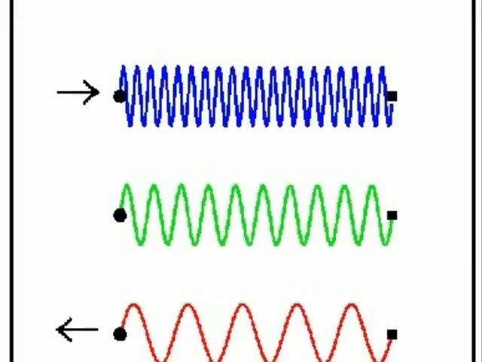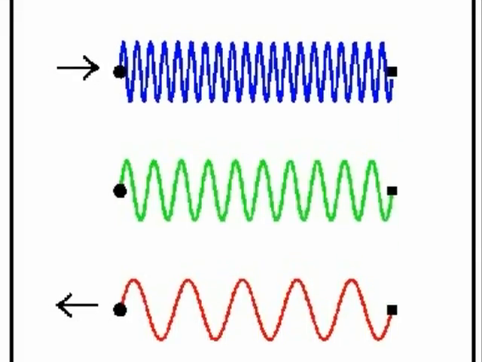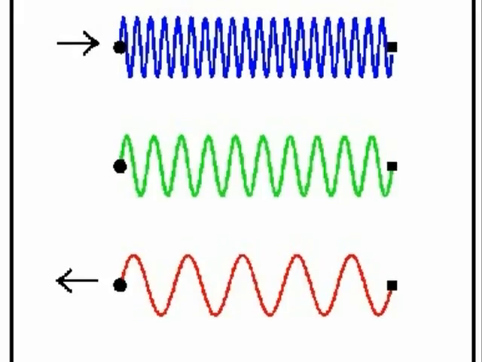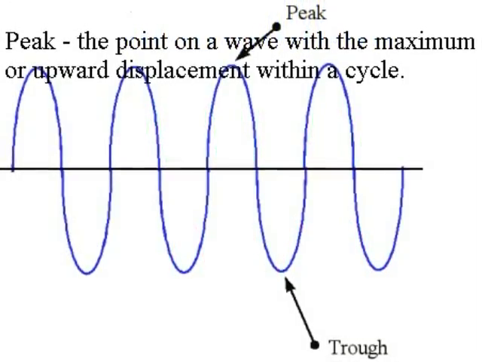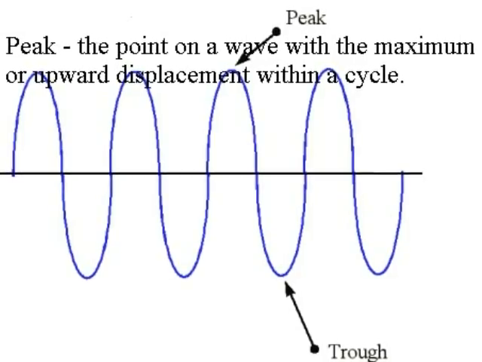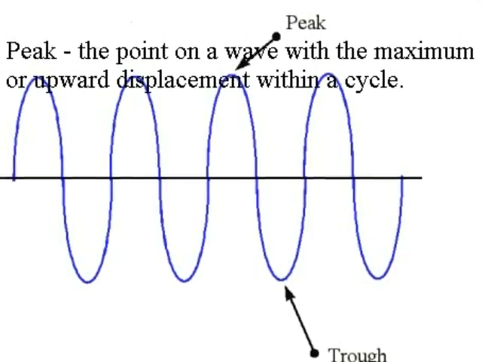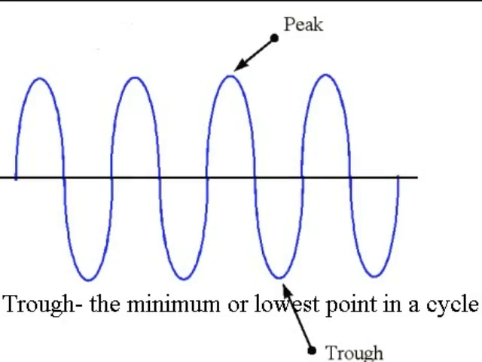These are 3 photons on their way to Earth. Notice their wave pattern. Every wave is made up of 5 important characteristics. Let's take a closer look. The peak is the point on a wave with a maximum or upward displacement within a cycle. It's the highest point of a wave.